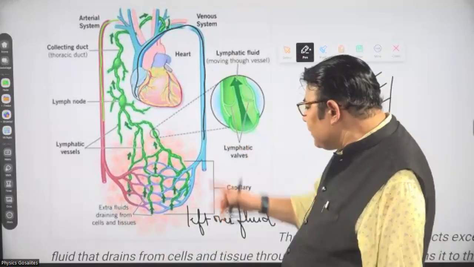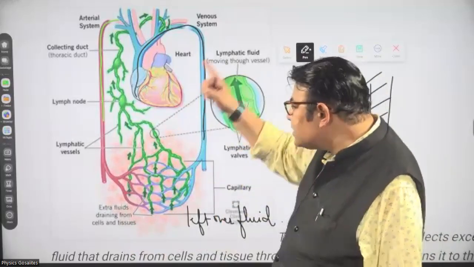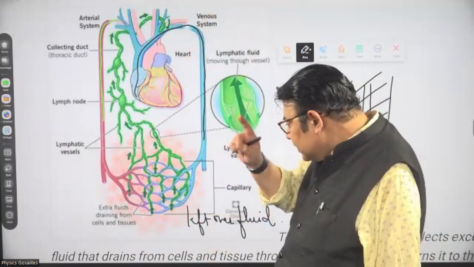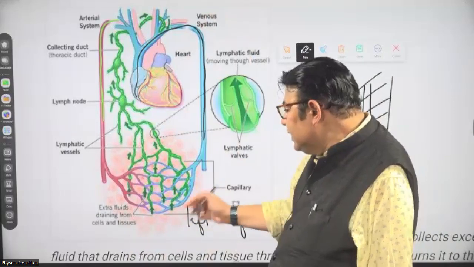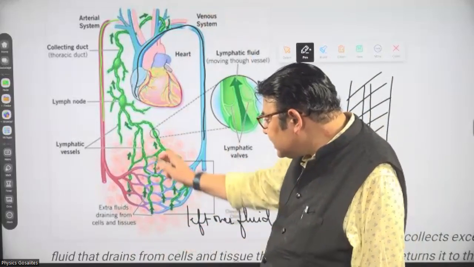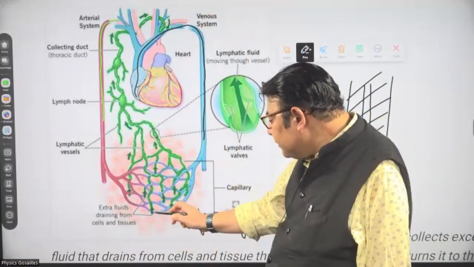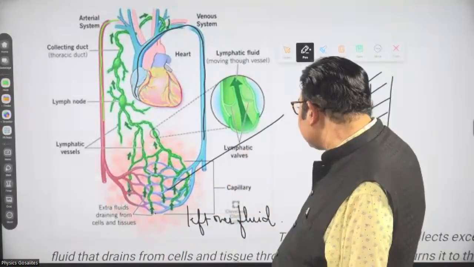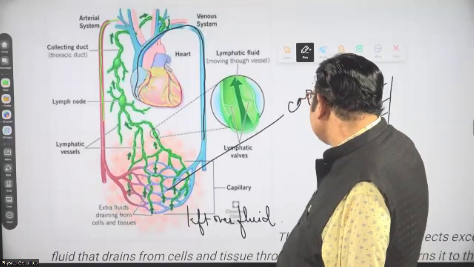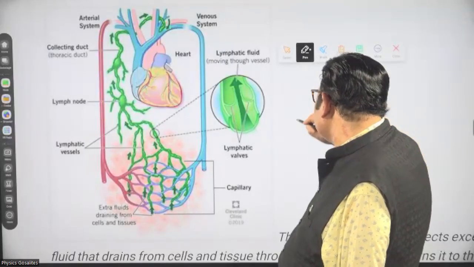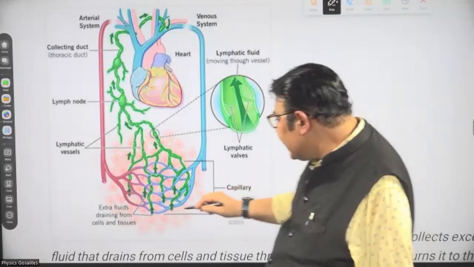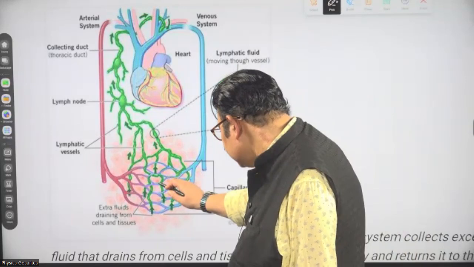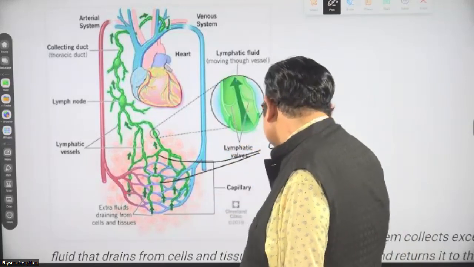Besides that, the blood will lose its protein, and the blood will lose its cells that provide immunity to the body. This fluid which is left here is taken up by these capillaries, which are actually blind. Blind means closed at one end. So these are the blind capillaries, the green ones.